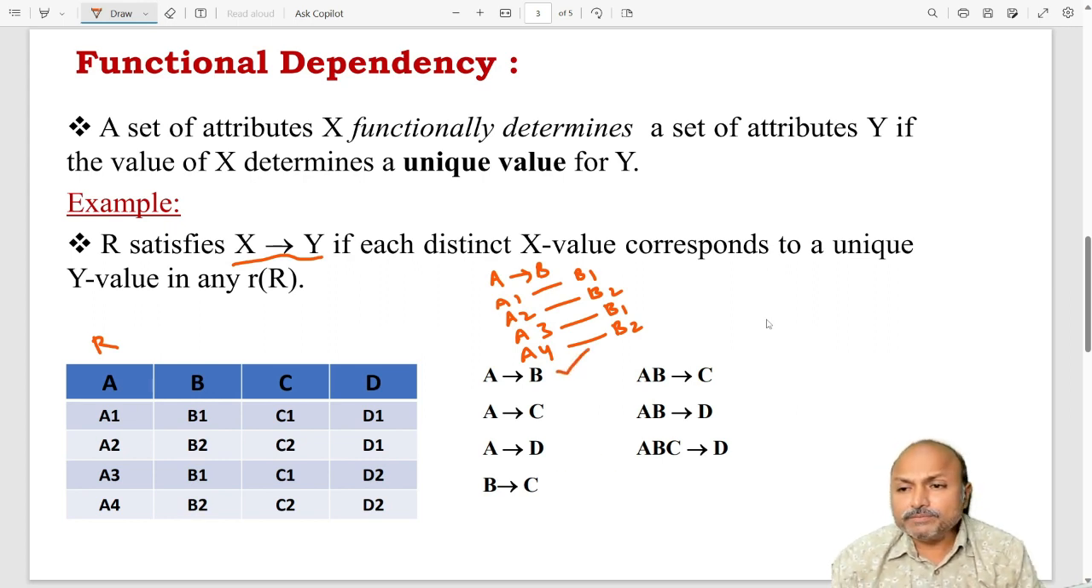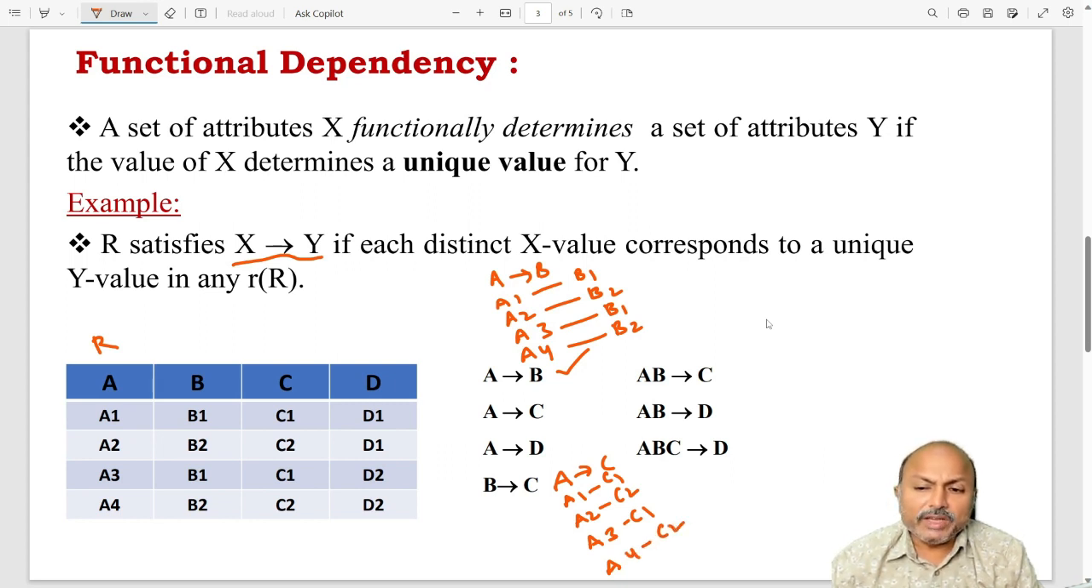Similarly, A arrow C. Tell me the values: A1, C1, A2, C2, A3, C1, A4, C2. You have single values. A arrow C also holds.